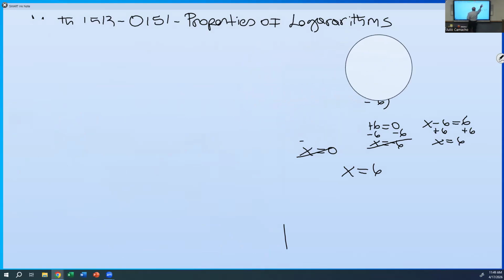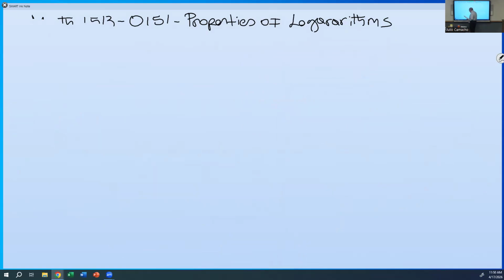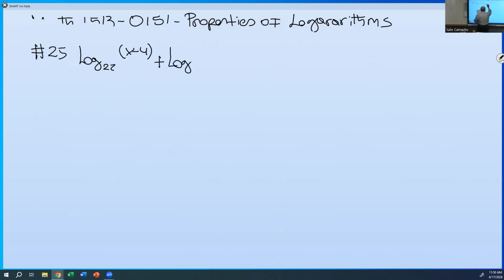And again, all these are trying to resemble what you have in your homework. Then you know what to do. The last one that we'll review today is number 25, and it is the log of 22, with x minus 4, plus the log of 22, with x plus 5.